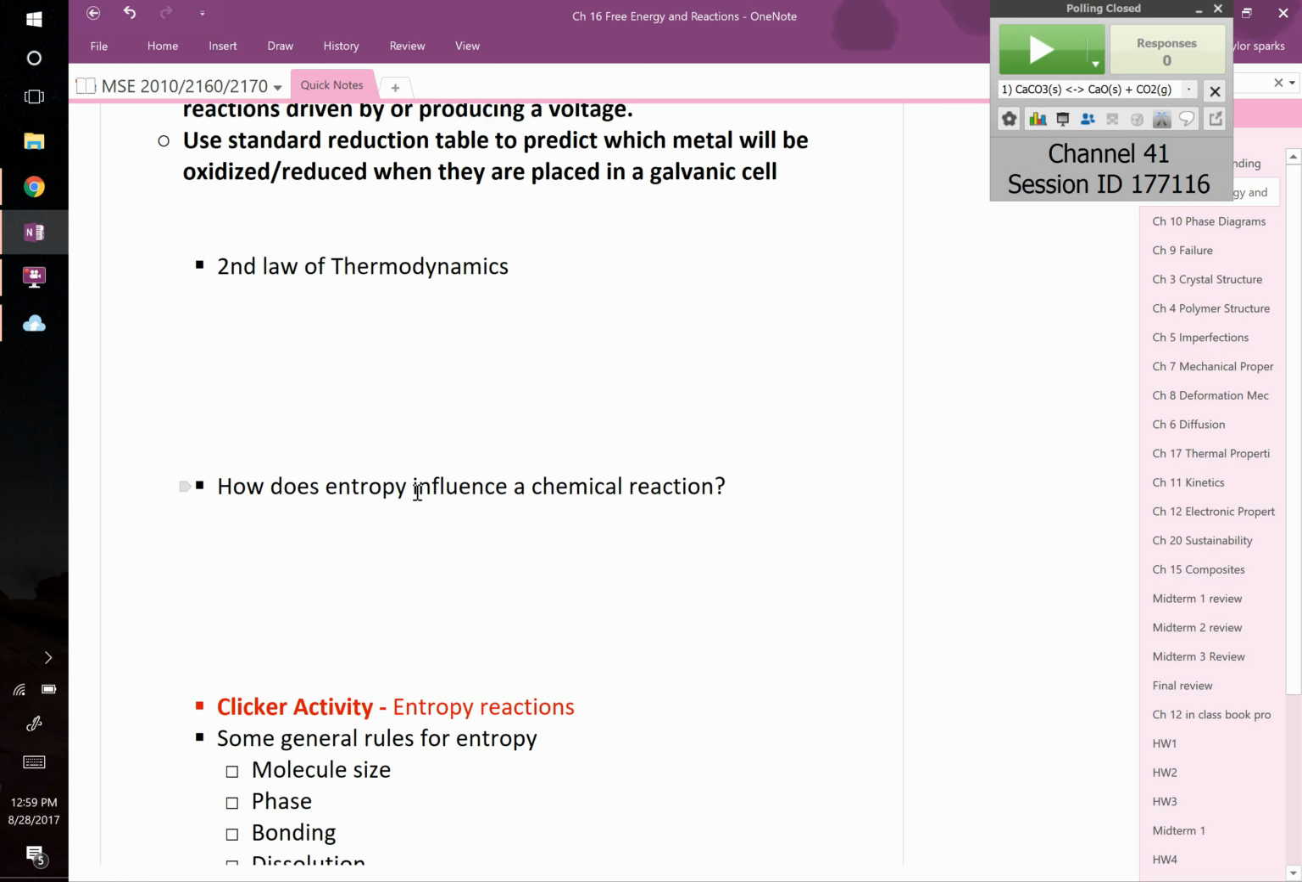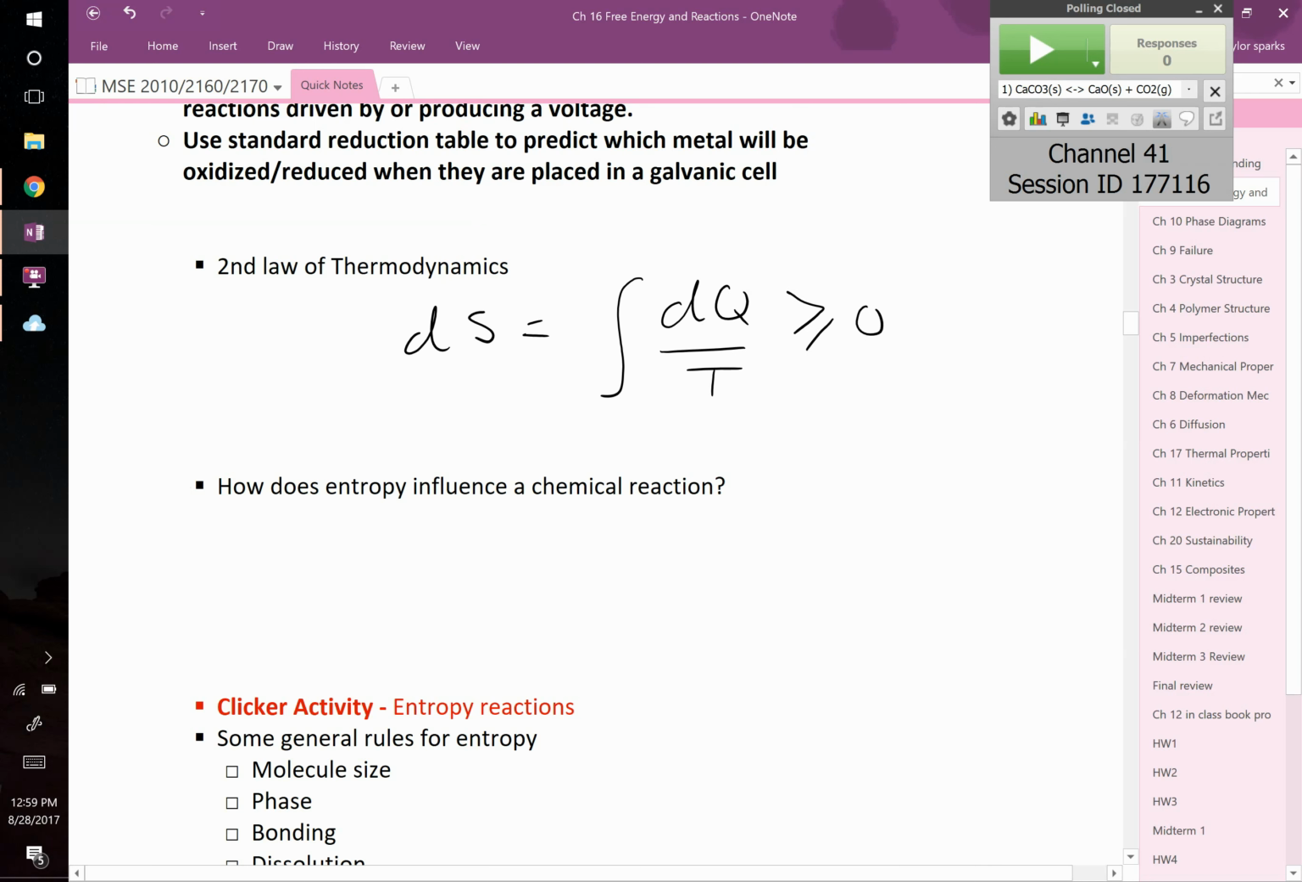So the second law of thermodynamics is the following. It says the change in entropy, dS, must be equal to the integral of the heat going in and out of the system divided by the temperature. Right? And this must be greater than or equal to 0. That's the real key part here. The first part's less important. The second part's very important.